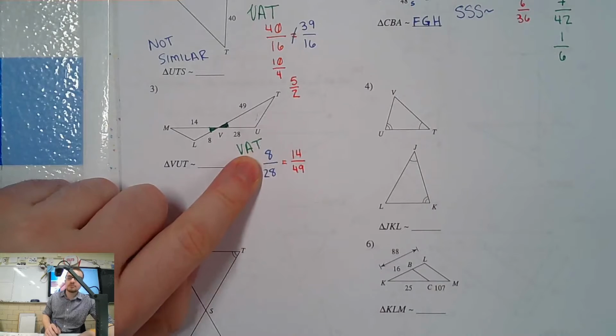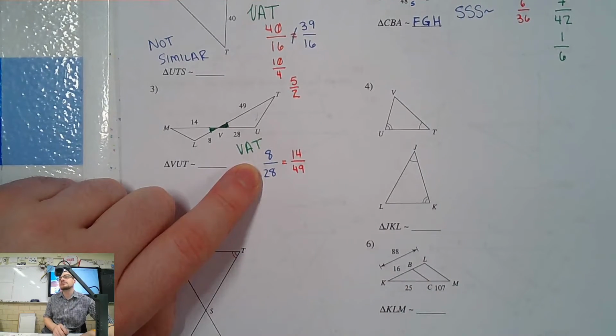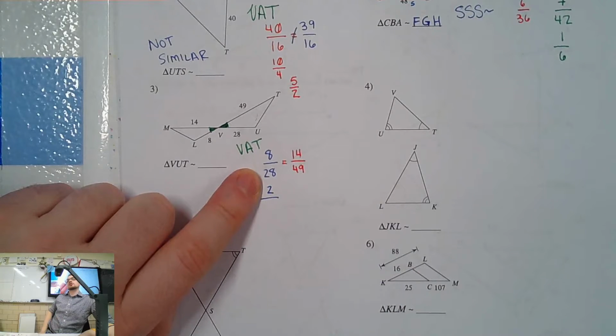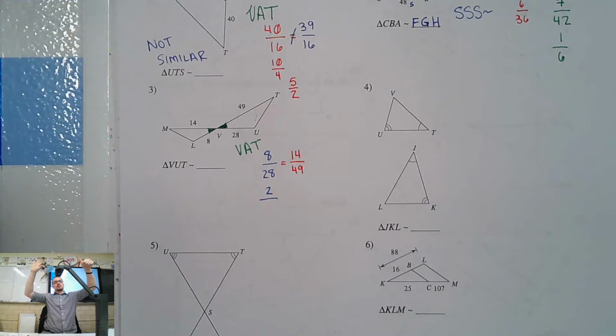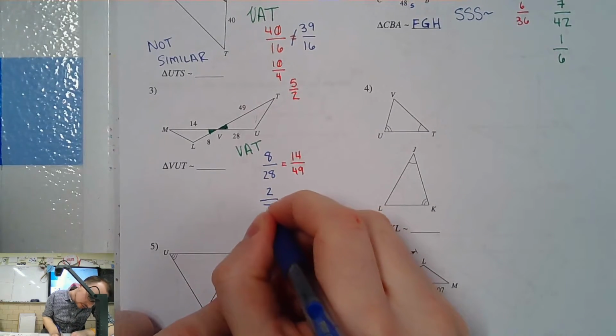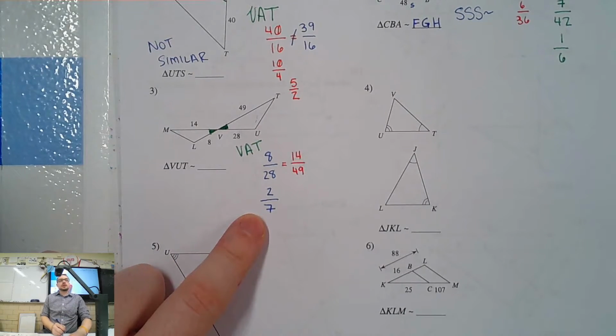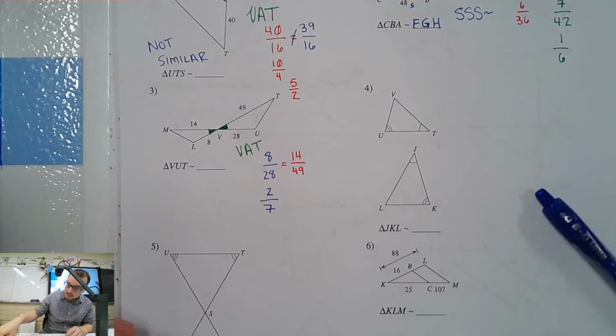Let's reduce this one. What are both divisible by? 8? 8 doesn't go in 28. 4. How many times does 4 go into 20? 5 times. Add one more 4, we're up to 24, right? Add another 4, we're up to 28. So 4 must go into 28 7 times. We get 2 over 7. Does 2 go into 7? No, so we're done.